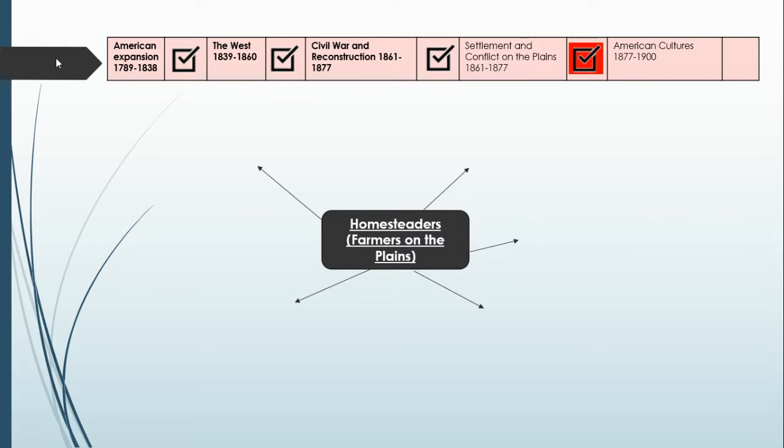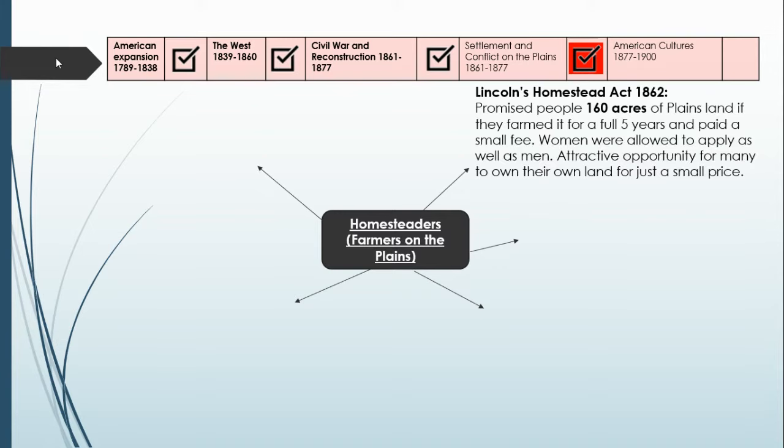Okay, we then have a group called homesteaders. Homesteaders are farmers, essentially, but they live on the plains, so they have taken this native land again to build their own farm. So in 1862, again during the American Civil War, Lincoln passes something called the Homestead Act. This promised people 160 acres of plains land if they farmed it for a full 5 years and they paid a small fee. So this was very, very attractive.